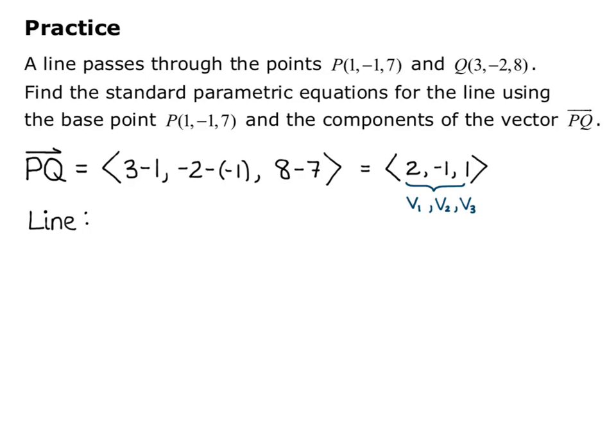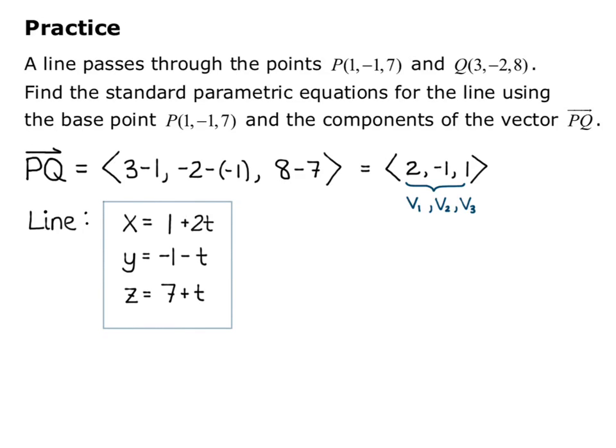Now the line is going to be x equals the x component of P plus V1 times my parameter t. So that would give me x equals 1 plus 2t. Y equals the y component of P plus V2 times t. So that gives me y equals negative 1 minus t. And then same for z. Z equals 7 plus t. So there's the equation of the line.